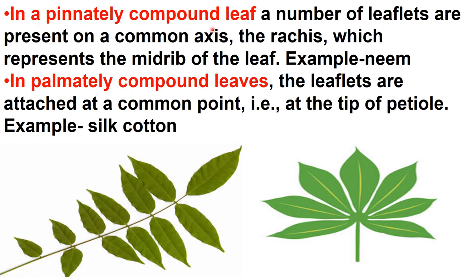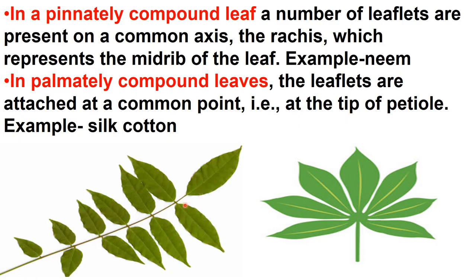In a pinnately compound leaf, a number of leaflets are present on a common axis, the rachis. So that common axis is called rachis. And what is this rachis? This rachis represents the midrib of the leaf. How is the compound leaf formed? When the incisions touch the midrib, many leaflets are formed here, and these leaflets are present on the rachis, and that rachis is actually the midrib. An example is neem, as you can see here.